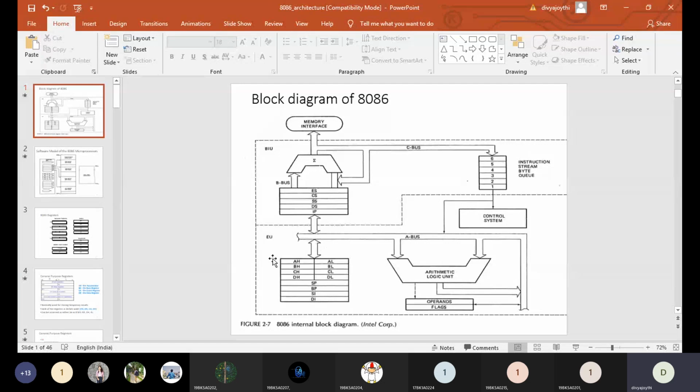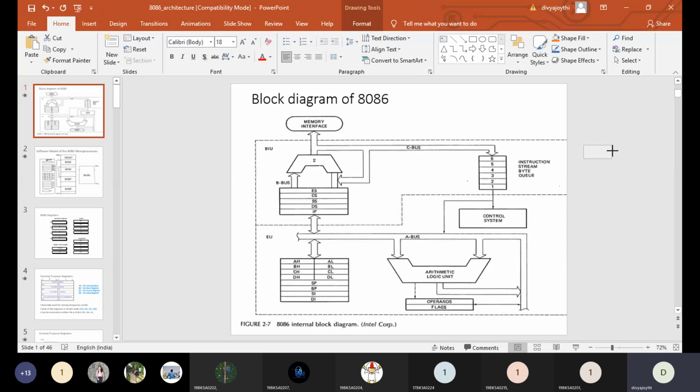Before we move on to the execution unit, we need to discuss much more about the bus interface unit. The main responsibility of the bus interface unit is establishing the communication with the outside world. BIU is responsible for communicating with the outside world.